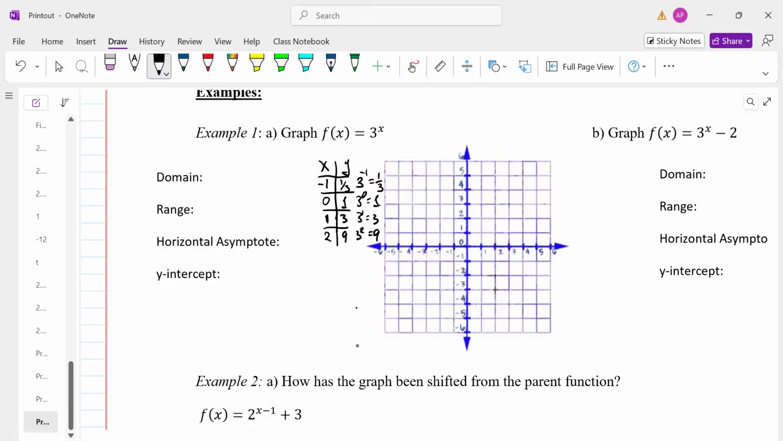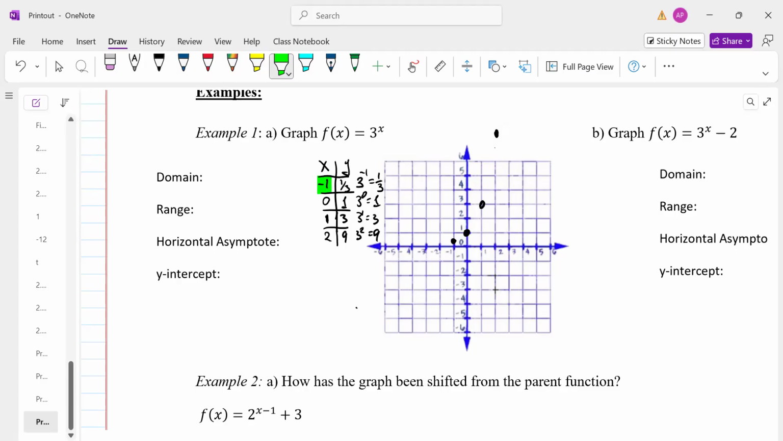So we have -1 and 1/3. So it's a little bit over here. 0, 1; 1, 3; 2, 9. So 9 is going to be somewhere here. Now keep in mind that if we continue plotting smaller and smaller values of x, then our function will be approaching 0.